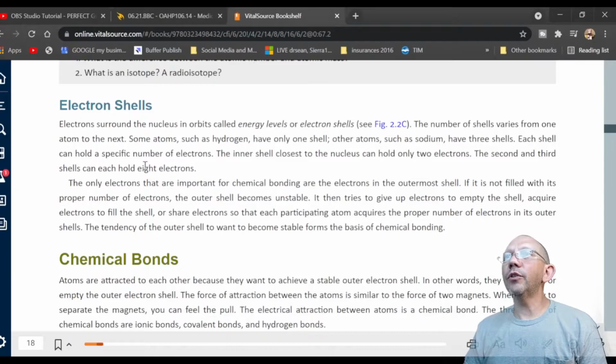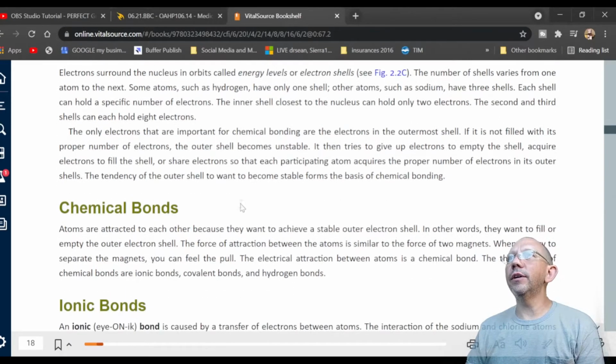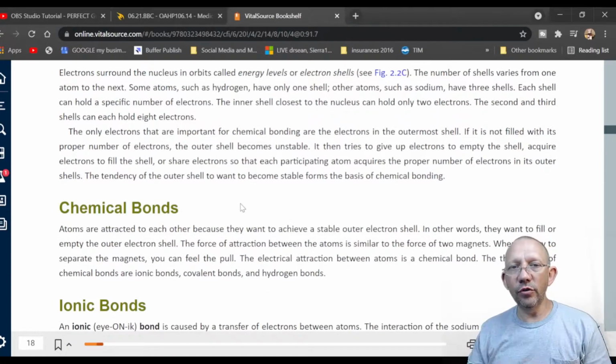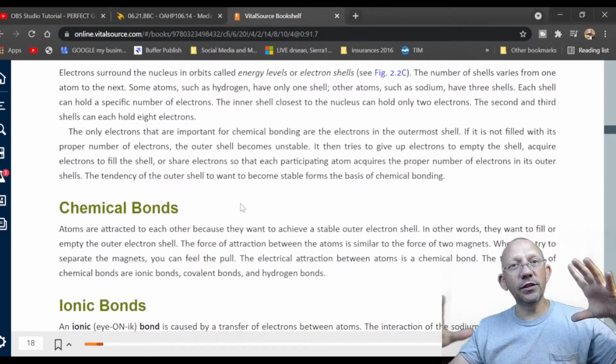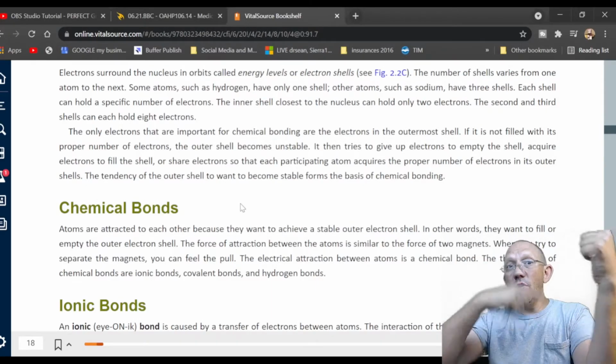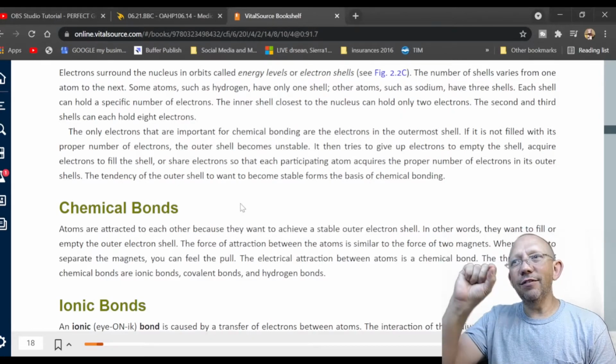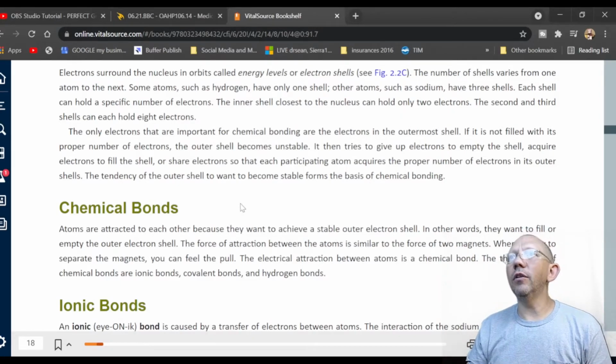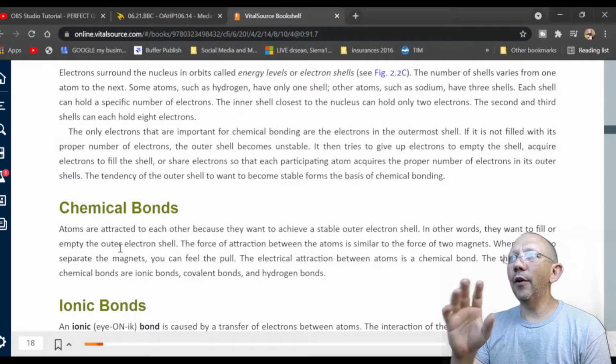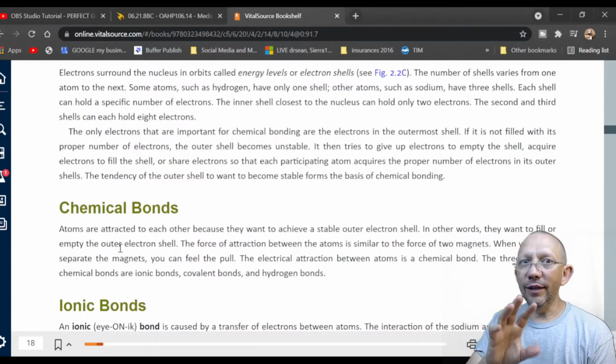Electron shells surround the nucleus in orbits called shells. You have the nucleus in the middle, and then there are these little orbits around the outside. They're three-dimensional, so they're going every which way. The other weird thing, if you get into physics too, is they kind of exist and then don't exist depending on whether you're looking for them. Chemical bonds: atoms are attracted to each other because they want to achieve a stable outer electron shell. We're going to get into that in a minute.